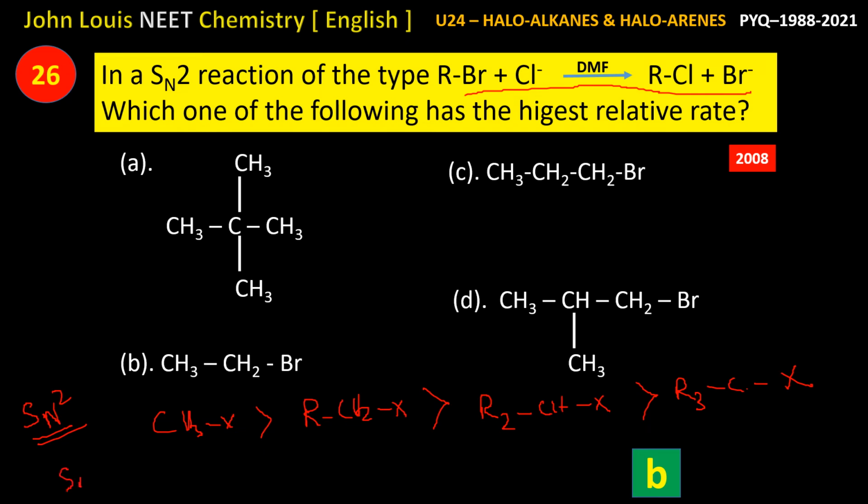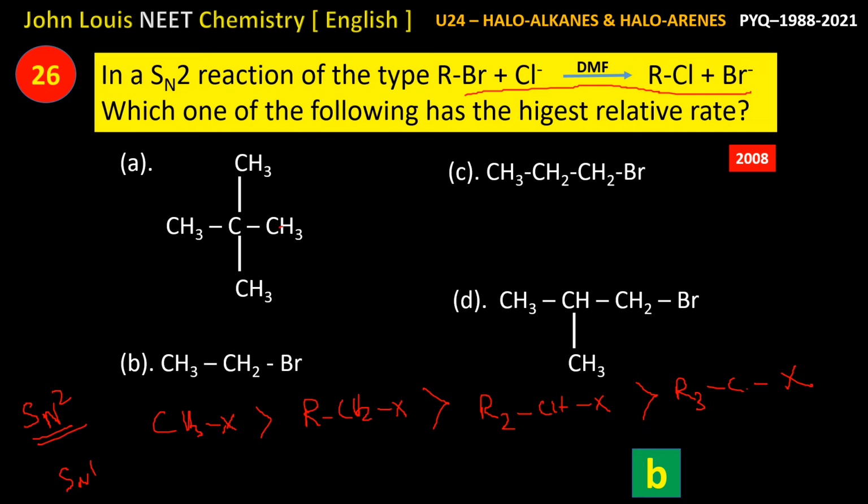Suppose it is an SN1 reaction, the order should be the reverse of this one. Tertiary halogen compound will be faster and methyl halide will be the slowest. In SN2, methyl halide will be the fastest, primary will be next fastest, and then secondary and tertiary halogen compounds respectively. Now let us try to find the answer from the given options.